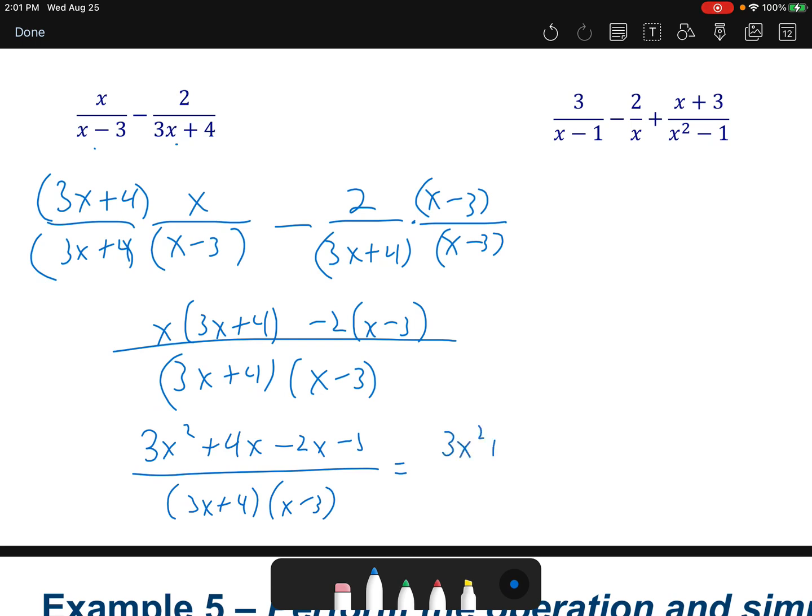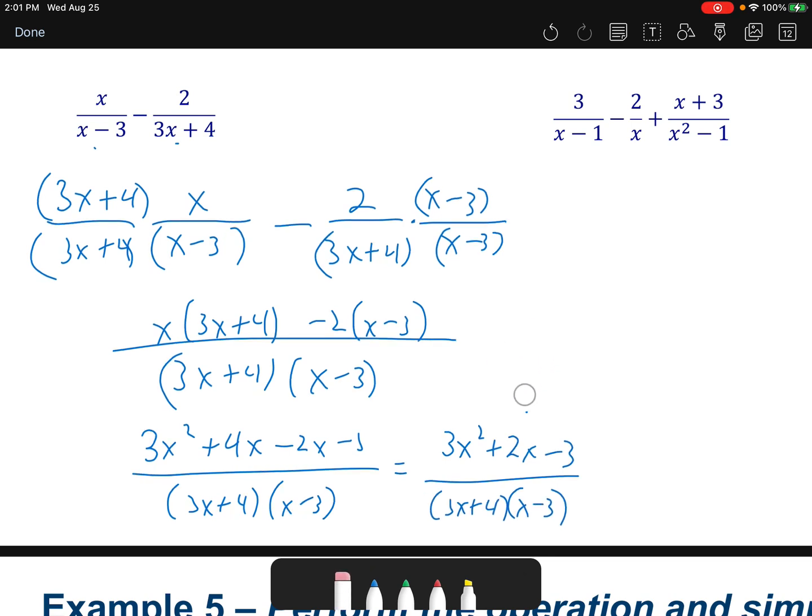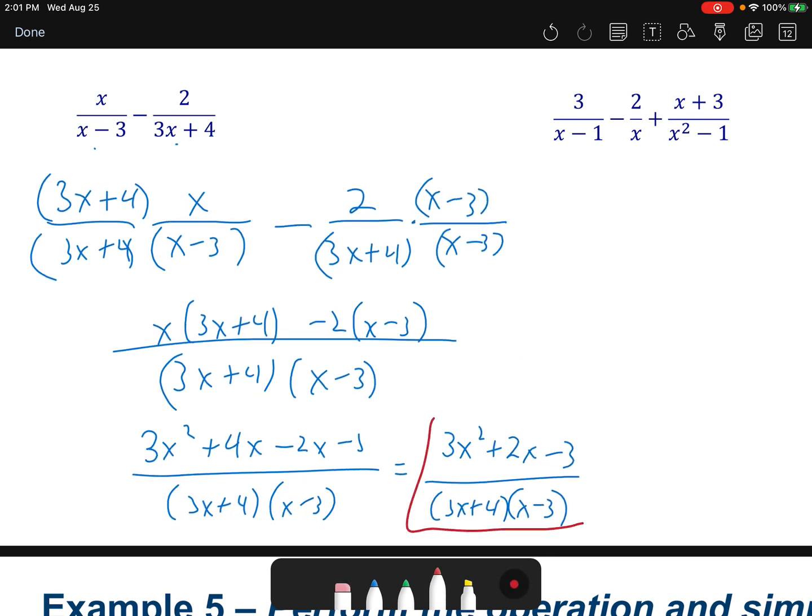Well, that would be 3x squared plus 4x, nope, plus 2x, right? Plus 2x minus 3 all over 3x plus 4 over x minus 3. I don't think this will factor. Negative 9, have to add up to positive 2. Nope, that's impossible. So that will not simplify. We've done our job. That's it.